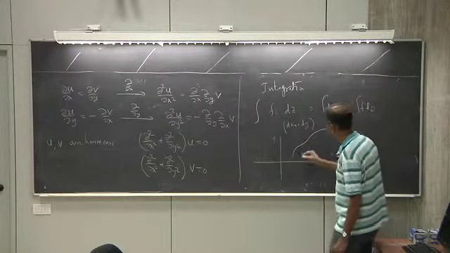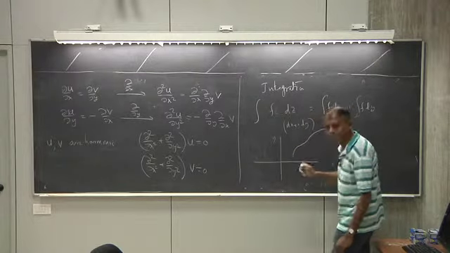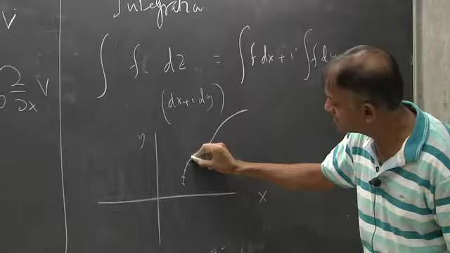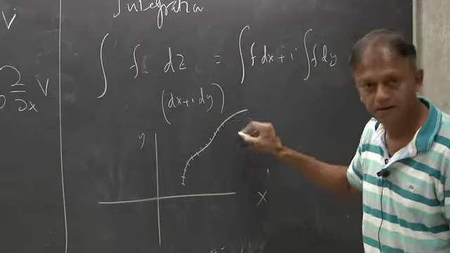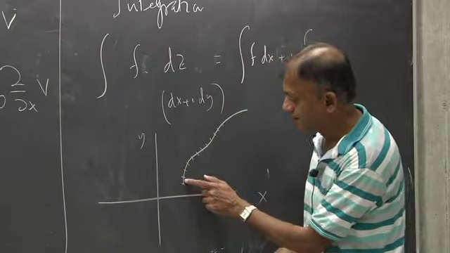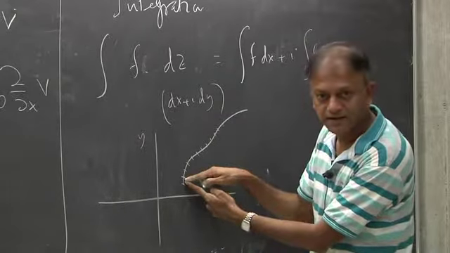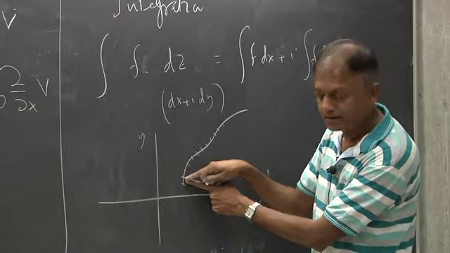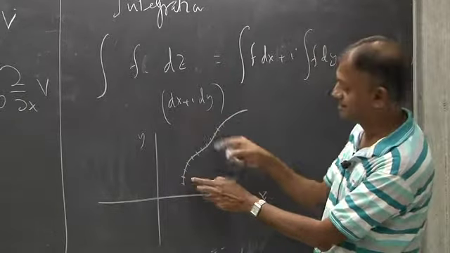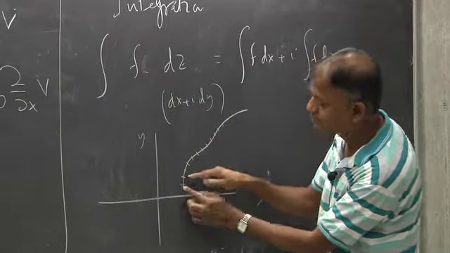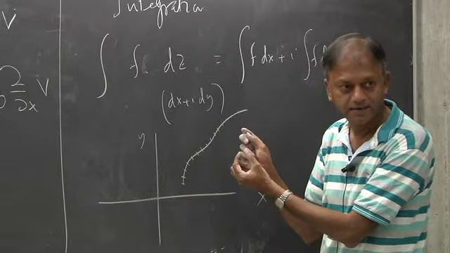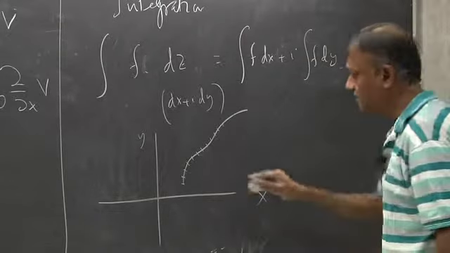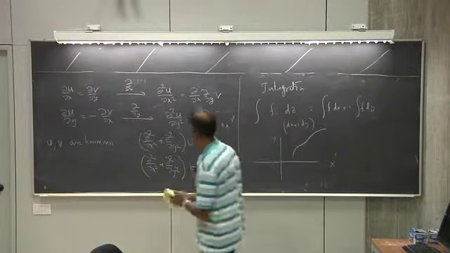The way you define the integral is you split it into tiny pieces, small pieces, and then you pick some point inside randomly, evaluate the function at that point, and then multiply by dz. Between these two points there will be some delta x and delta y, right? So you see what I'm saying. Maybe I should expand this a little bit, make it a bit bigger so that you can see.